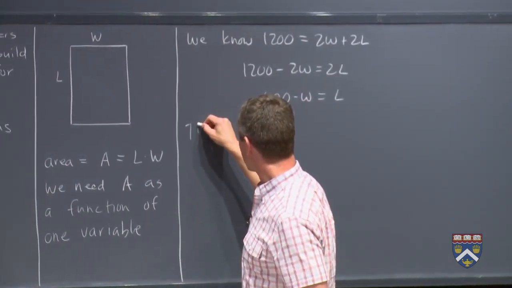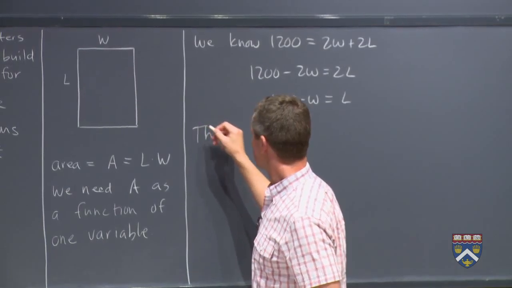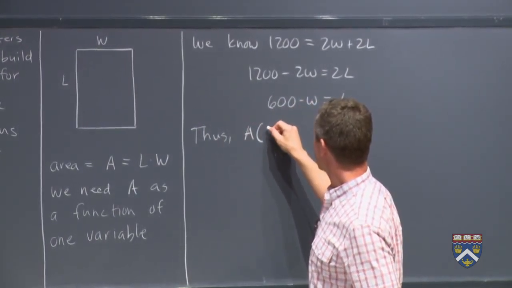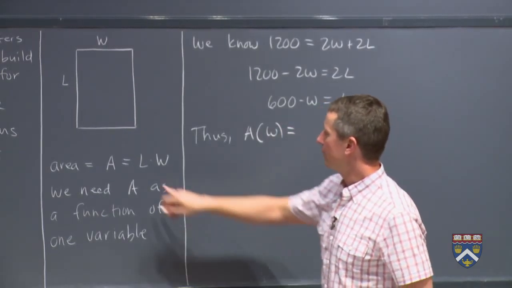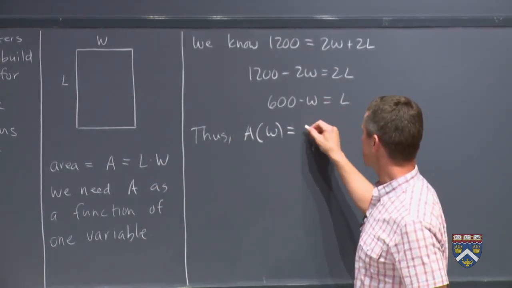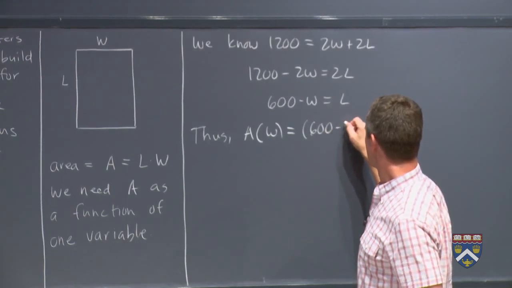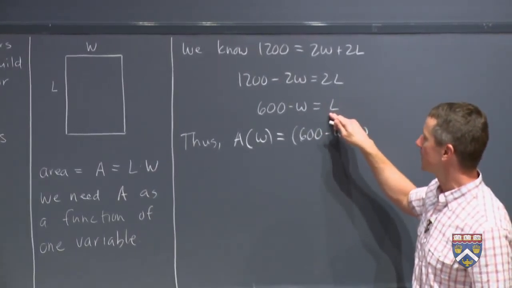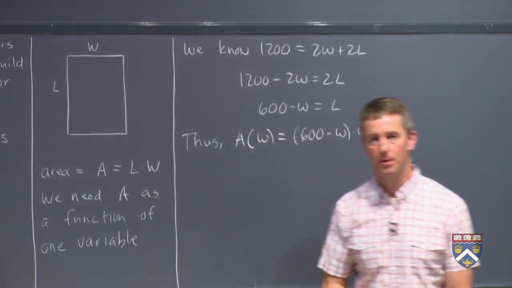Thus, I now have a formula for A entirely as a function of one variable. I have A of W. A was length times width. Length is 600 minus W, times W. Length times width. I just substituted this expression for L into my formula for A.